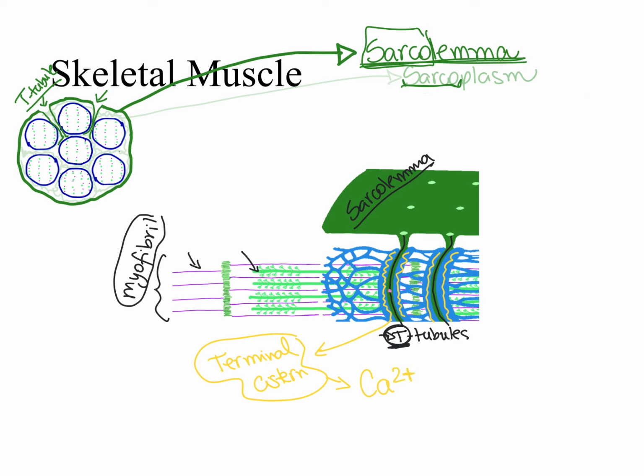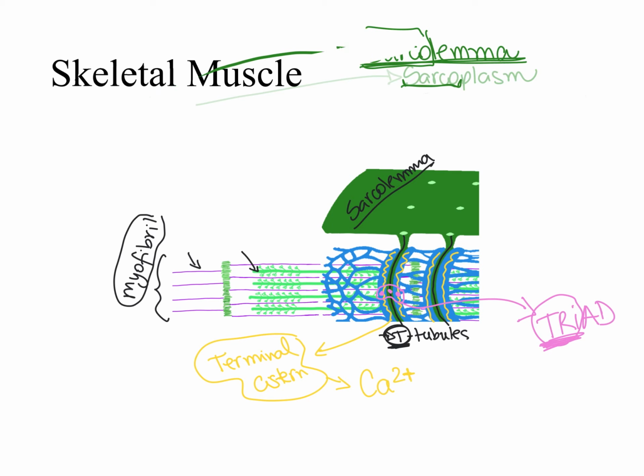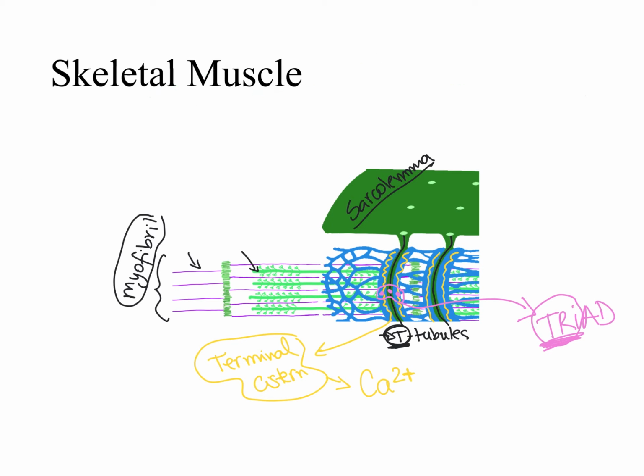Now, one T-tubule with a terminal cistern on one side and another terminal cistern on the other side adds up to three structures together. And that's the reason why one T-tubule and two terminal cisterns form what we call a triad. Like a tricycle has 3 wheels, a triad has 3 structures. It has one T-tubule and 2 terminal cisterns. And now we are finally ready to go over how a motor neuron triggers skeletal muscle cell contraction.